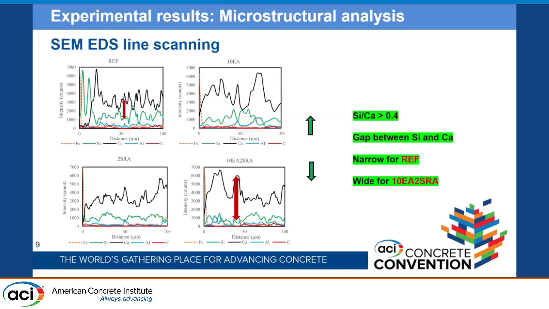With the same logic, SEM EDS line scanning was done, and the gap between the Si and Ca elements was narrowest for the reference mixture, indicating a stronger matrix and better quality of the microstructure. A wide gap was obtained for the binary combination of the shrinkage mitigating materials and the 10EA 2SRA mixture. This could justify the lower fiber pull-out strengths for the 10EA 2SRA mixture.